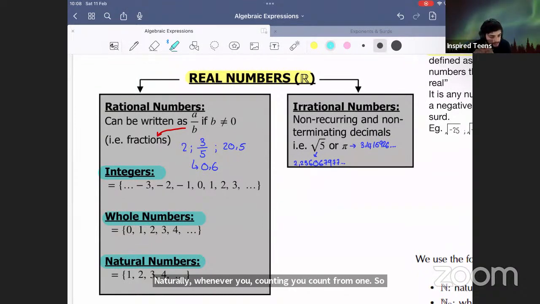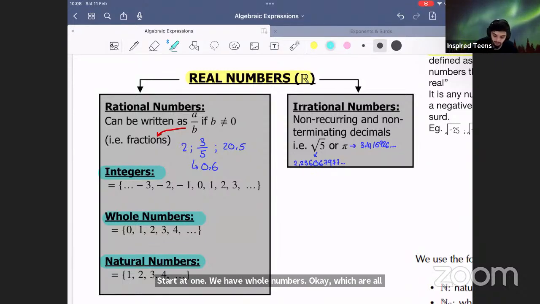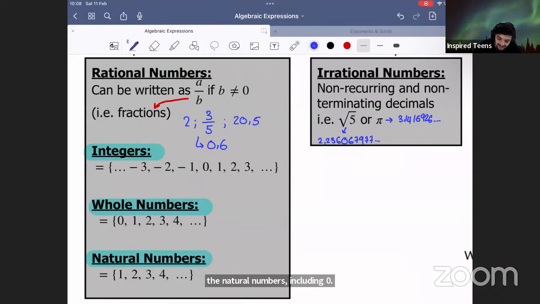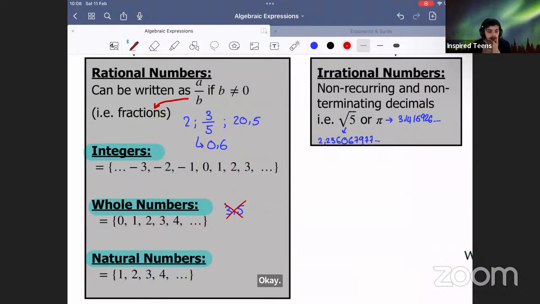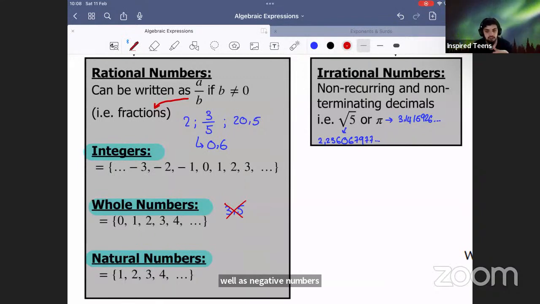We have whole numbers, which are all the natural numbers, including 0. Remember, whole numbers, as the name states, they are whole, meaning decimals like 3.5 are not whole numbers. So your whole numbers are your natural numbers, just including 0. Thereafter, we have integers. They include your natural numbers as well as negative numbers. So integers include your negatives.